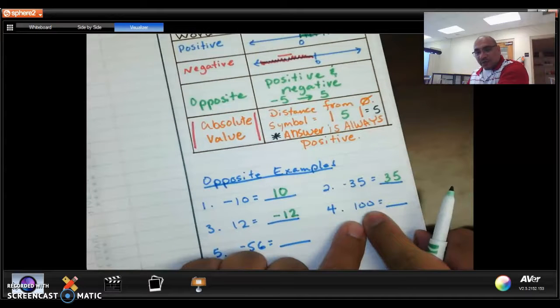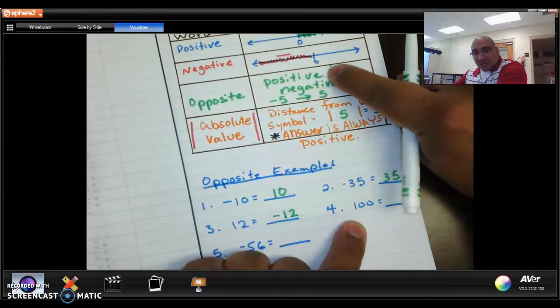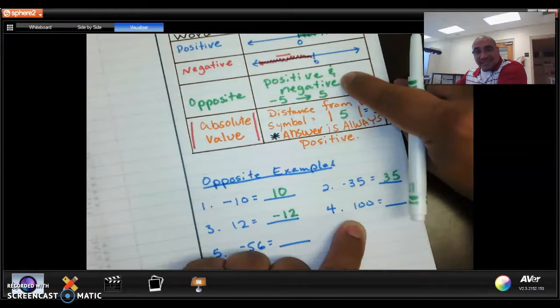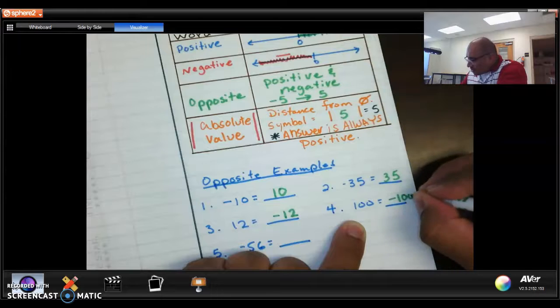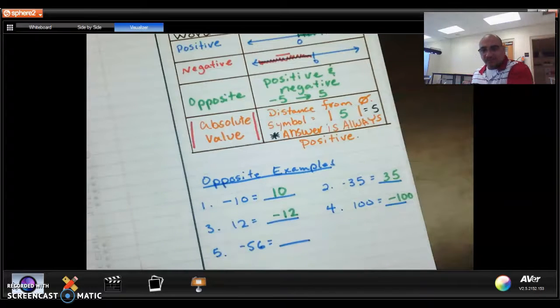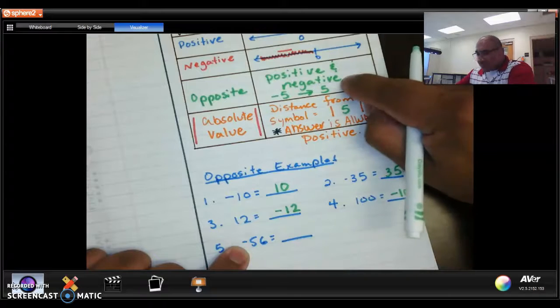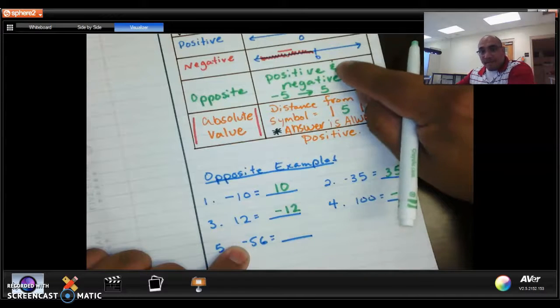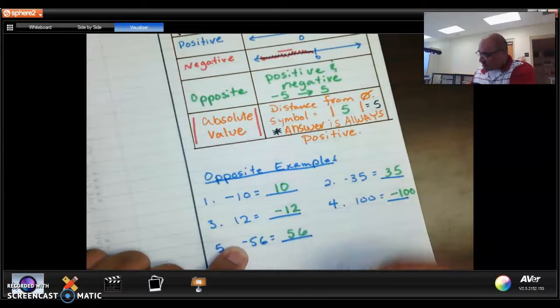On the fourth one, I have 100. Okay? 100 is positive, so the opposite of a positive is a negative. So negative 100 is going to be the opposite. And then our last one, we have negative 56. The opposite of negative is positive. So that means our answer is 56.